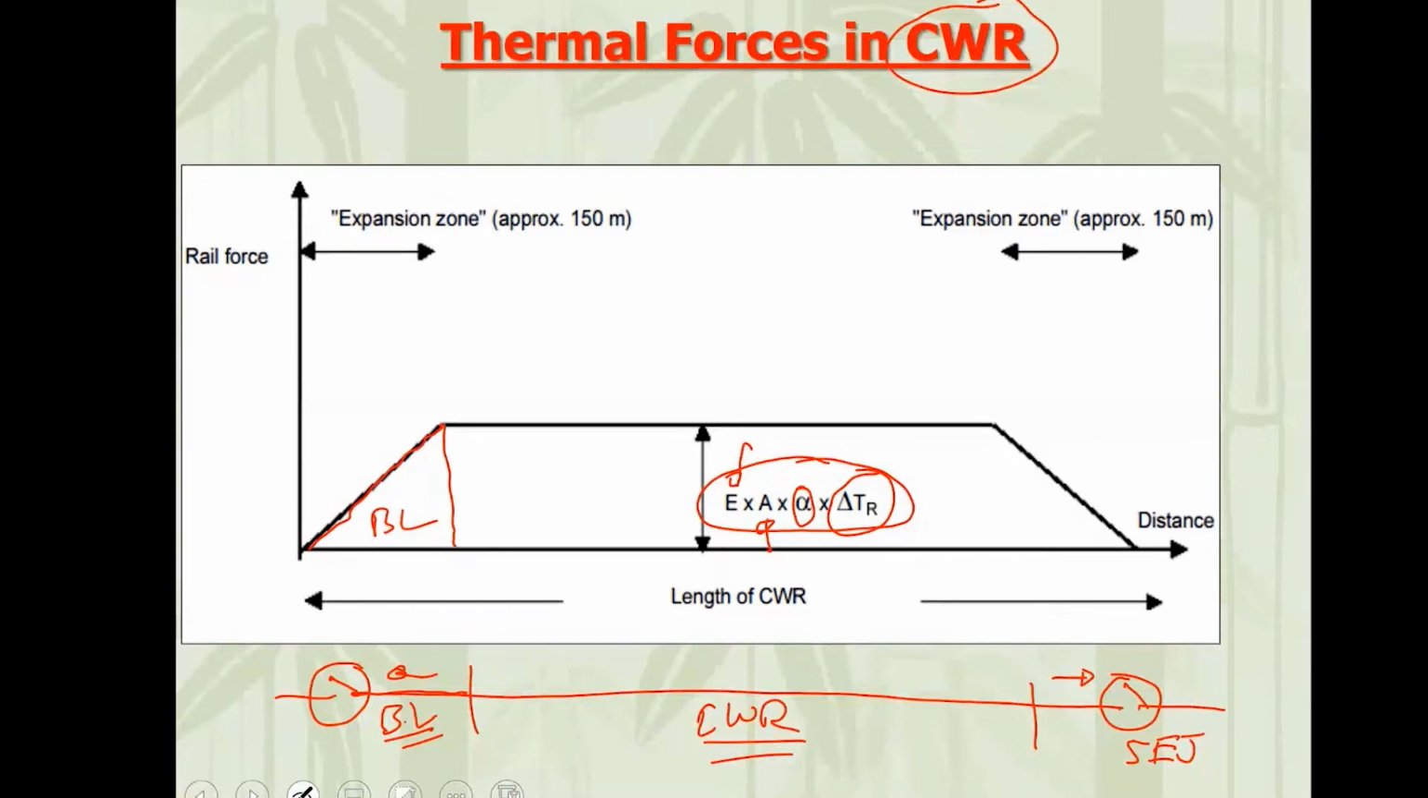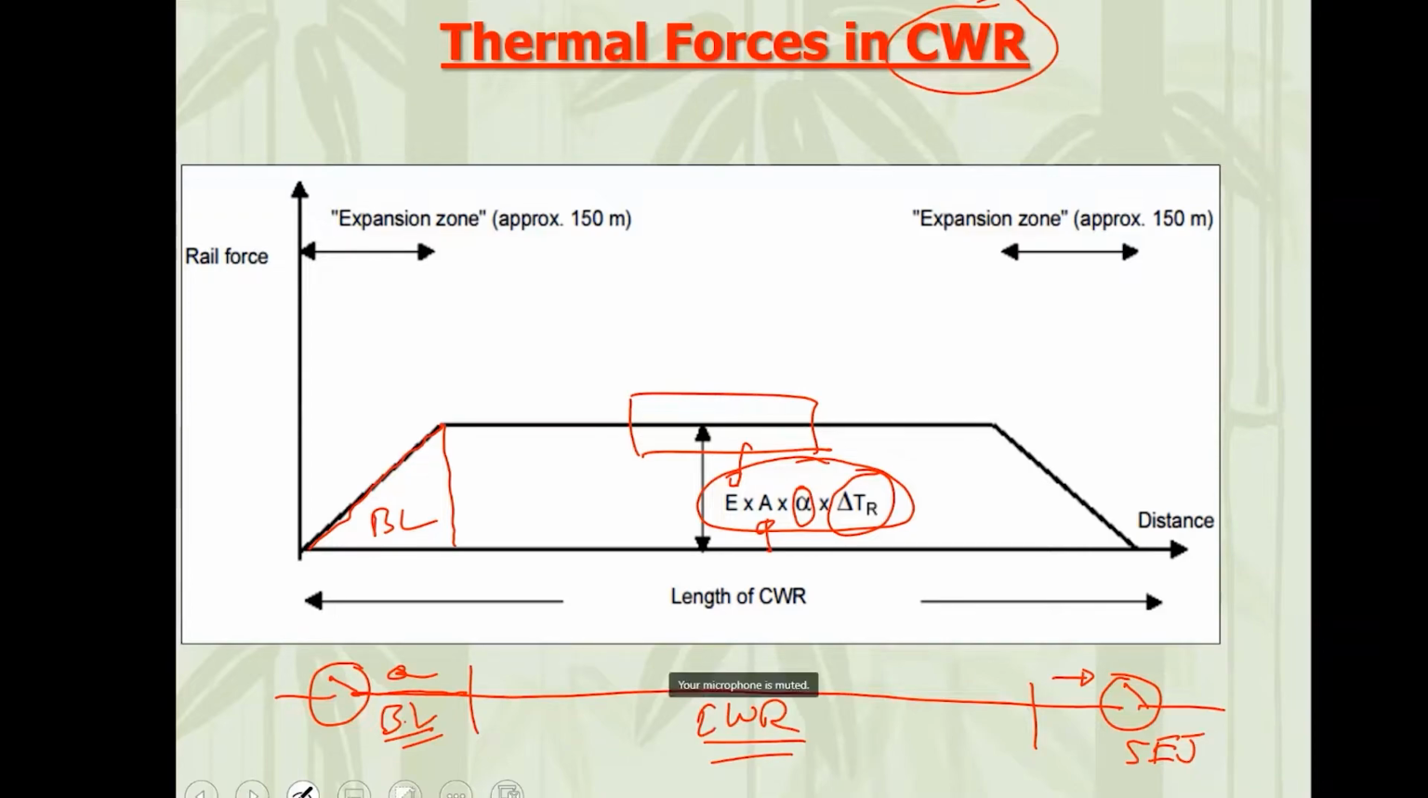Okay, so now if my bridge is located somewhere here, there is no longitudinal movement in the track, so no interaction effect due to this region. But if my bridge is located somewhere here, right, then there is going to be a longitudinal expansion and contraction of the track, and that is going to create the interaction effect.